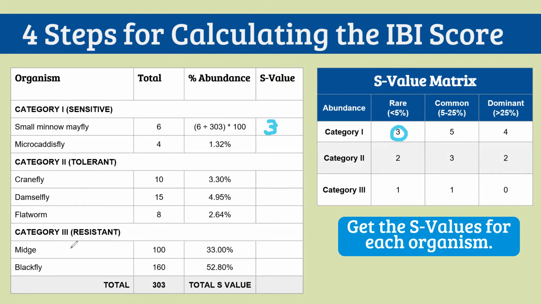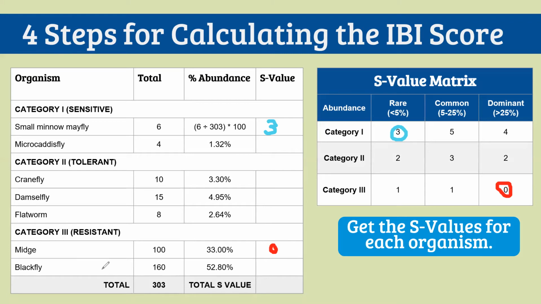If we did the same thing with the midge fly, it is 33% of the sample and a category 3 organism. So category 3, more than 25%, it gets an S score of 0.